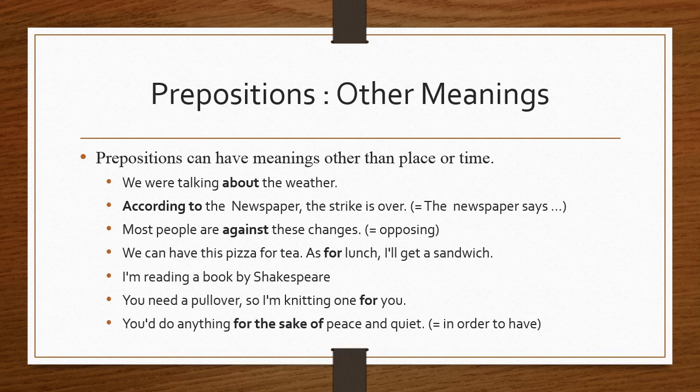I'm reading a book by Shakespeare. By here means written by Shakespeare. You need a pullover, so I'm knitting one for you. For here means that this one is for you, or the purpose of this is for you. You did it all for the sake of peace and quiet. For the sake of here means in order to have something.